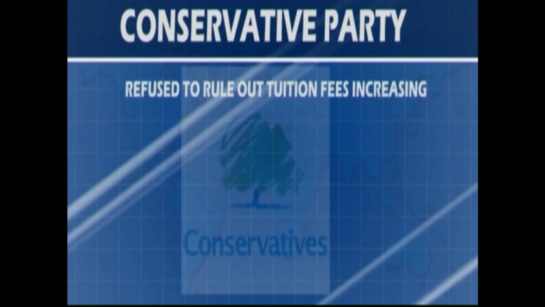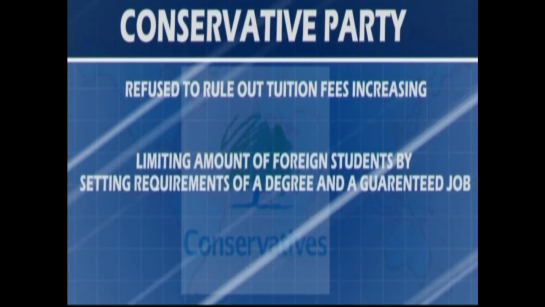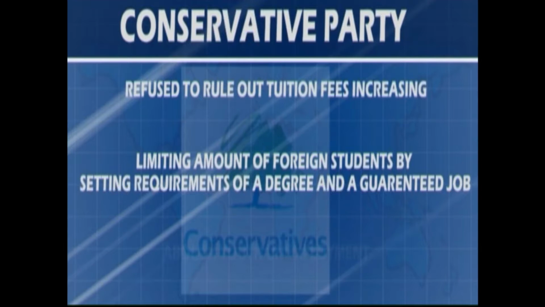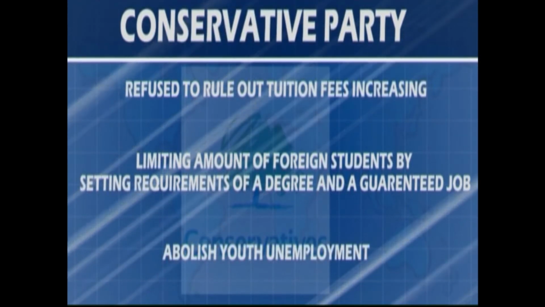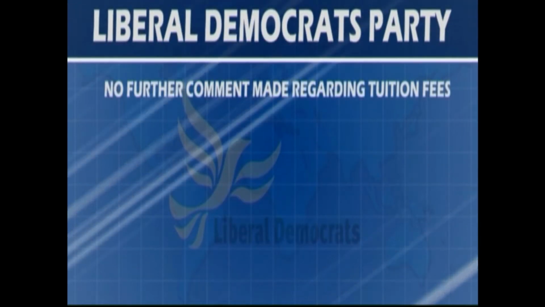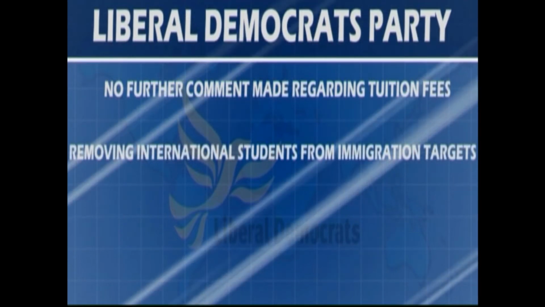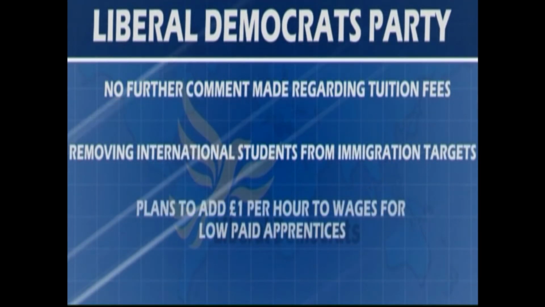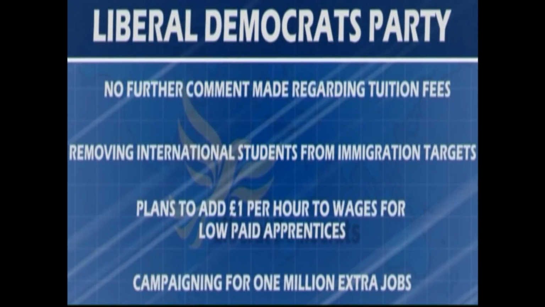The Conservative Party have refused to rule out tuition fees increasing further. They want to limit the amount of foreign students by setting requirements of a degree and a guaranteed job, and they want to abolish youth unemployment. The Liberal Democrats Party have made no further comment regarding their stand on tuition fee cuts or increases, and they want to remove international students from immigration targets. They plan to add £1 an hour to wages for low-paid apprentices.